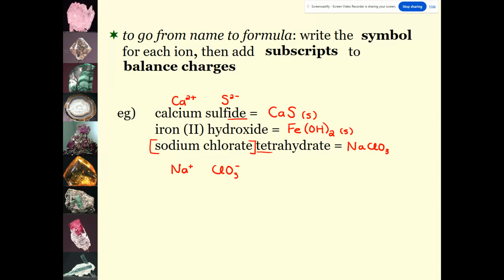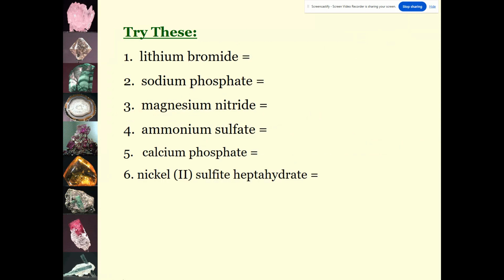And then tetrahydrate. So I put a dot, 4 for tetra, and hydrate again being water. Okay? So NaClO3·4H2O. Again, hydrated compounds are still solid ionic compounds. Okay? So again, there's some to try.